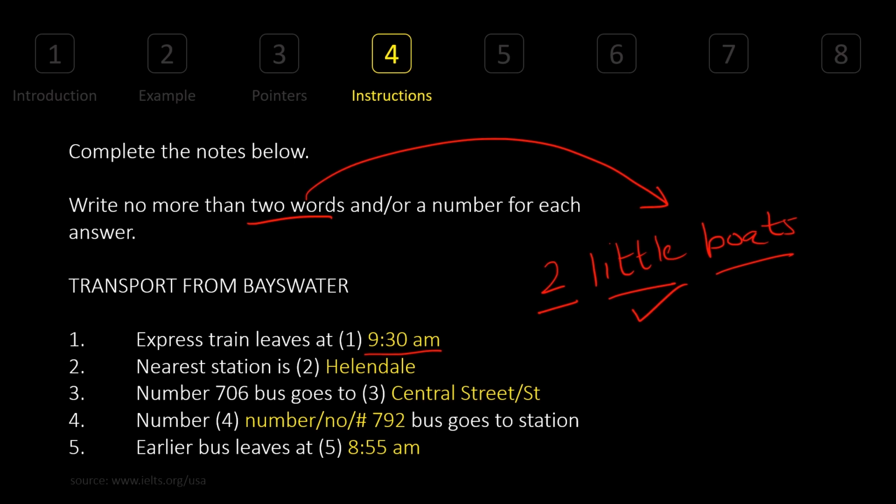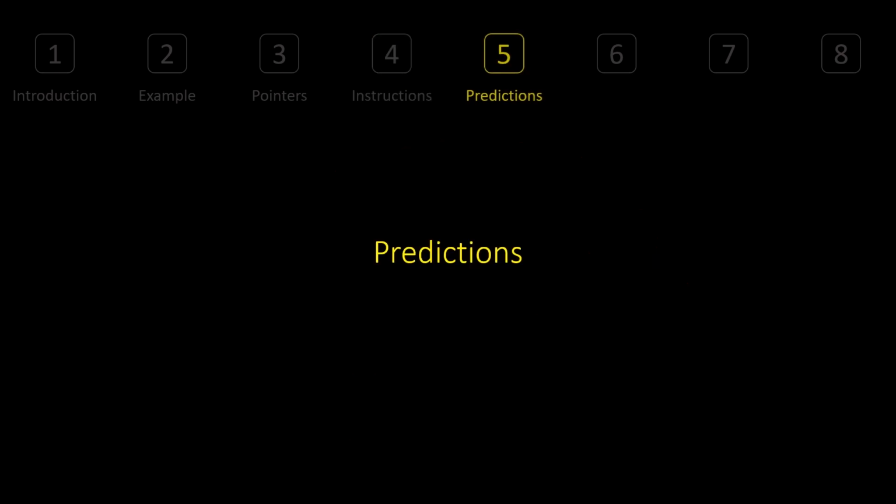Good. And it is really important. If in case you have only 1 word to write, you cannot write 2 words. Remember that. Now moving ahead, we have to predict. Prediction is important. What is the meaning of prediction? Let's see.